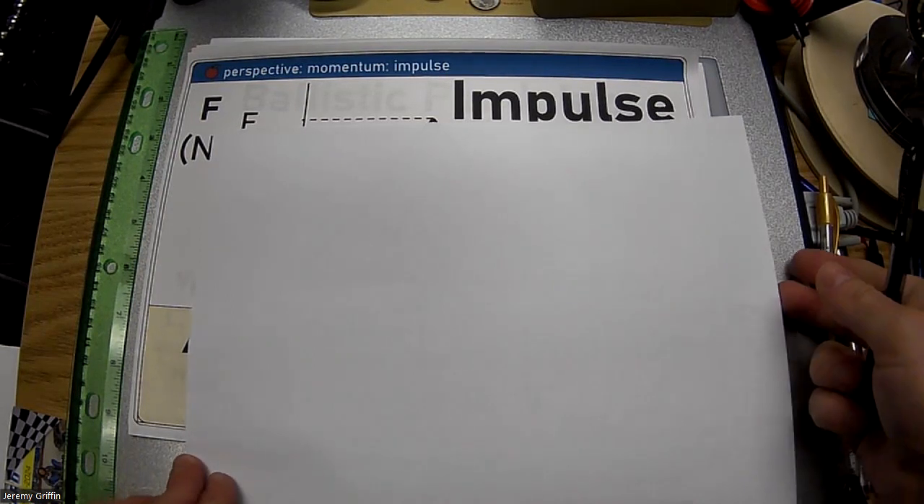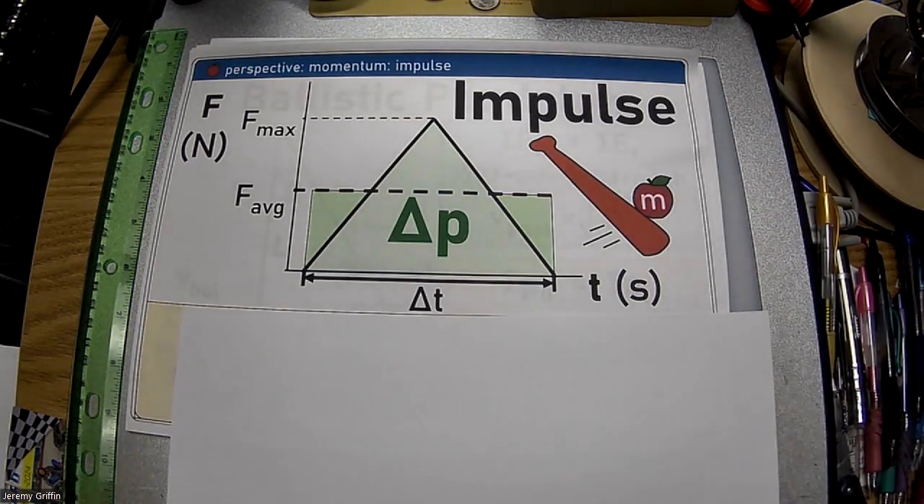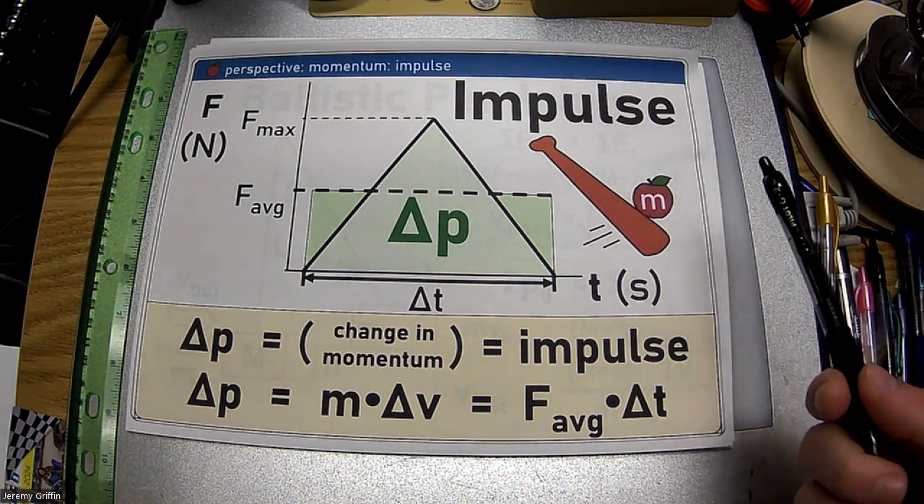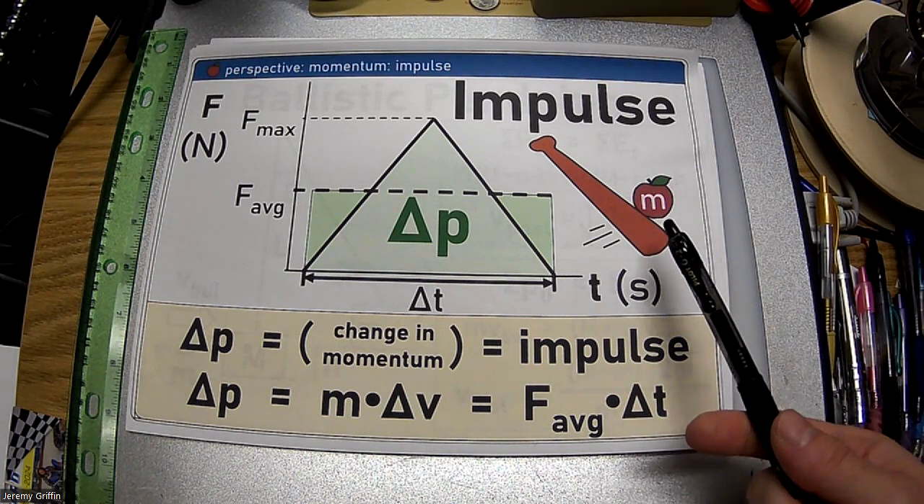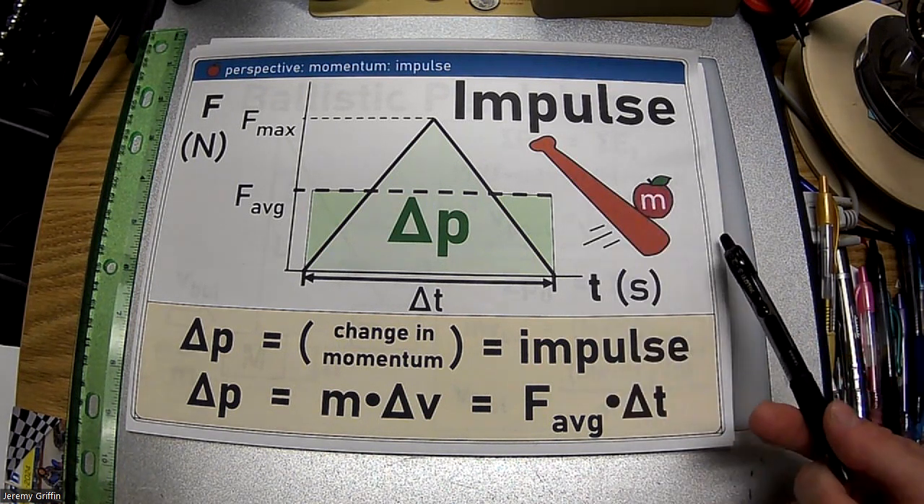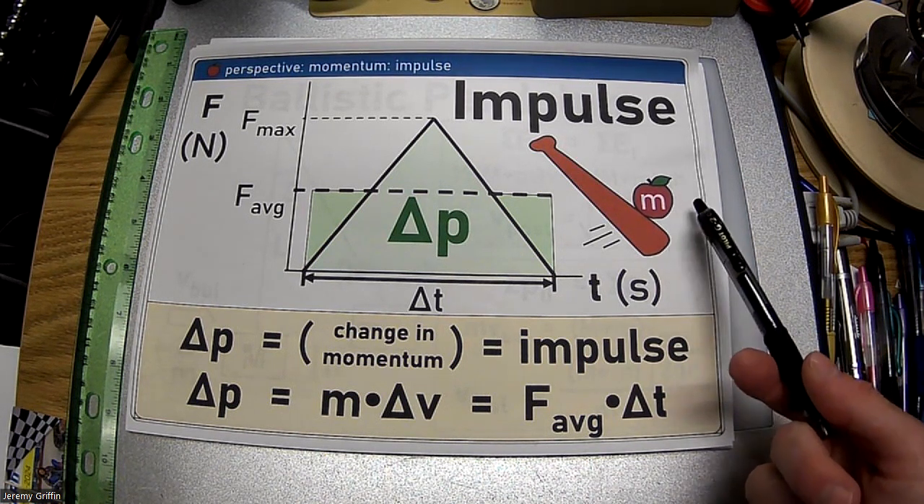On the AP exam, you're going to get force versus time graphs, and whenever you see a force versus time graph, expect a question to do with impulse, momentum transfer, which oftentimes goes hand in hand with a collision. That would make sense. That's why my classic example here is the bat hits a ball.